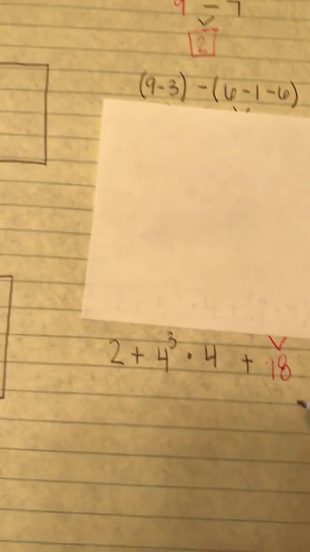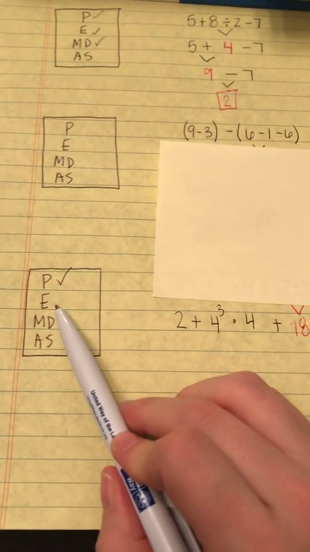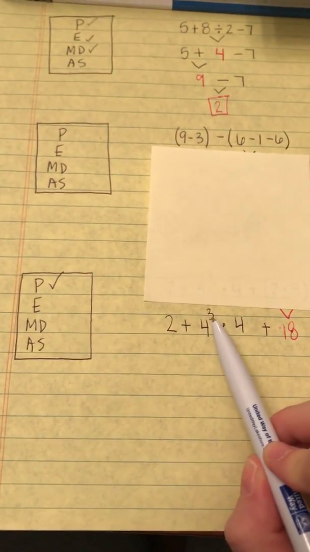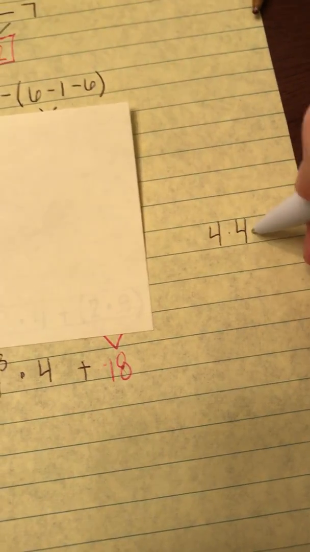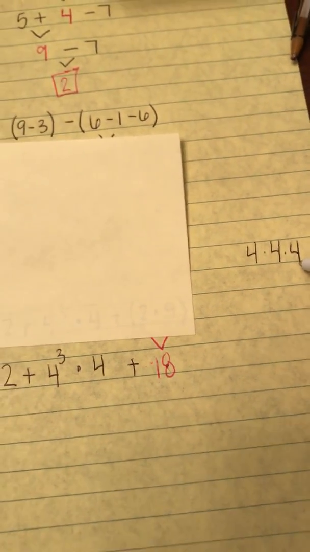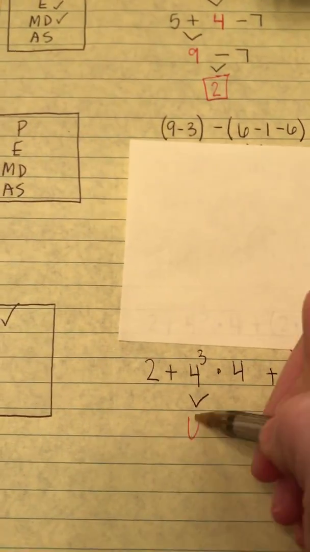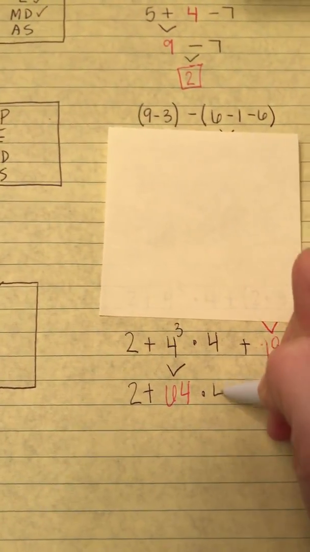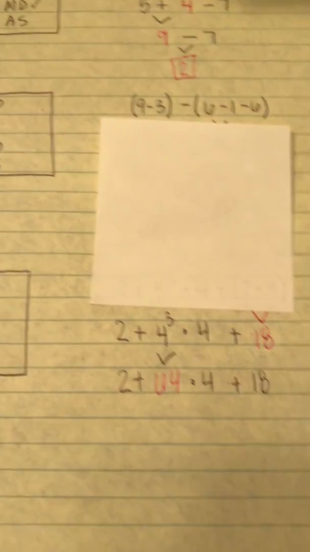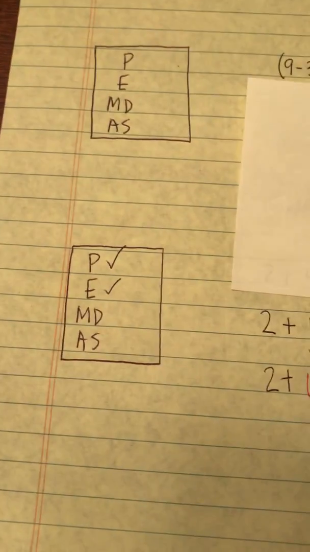So now I can come to here. I do not have any more parentheses. I'm going to check that off. Now I go to exponents. 4 to the 3rd power is like having 4 times 4 times 4. 4 times 4 times 4 is 64. And I'm going to, again, rewrite everything I did not use. My exponents are now done.